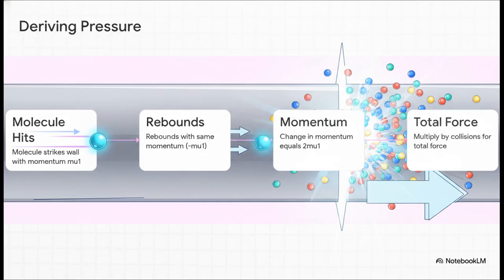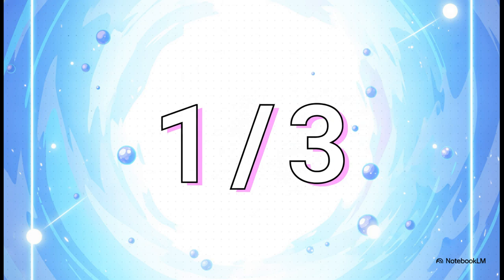Let's break down the actual mechanics. A molecule with mass m slams into the wall at velocity u. That gives it a momentum of mu. It bounces straight back with the exact same momentum, just in reverse, meaning the total change in momentum is 2mu. Now, by taking that momentum shift from just one single microscopic bounce and scaling it up to the literal billions of collisions happening every second, thanks to Newton's second law, we can calculate the total continuous force acting on that wall. And that brings us to this incredibly elegant equation.